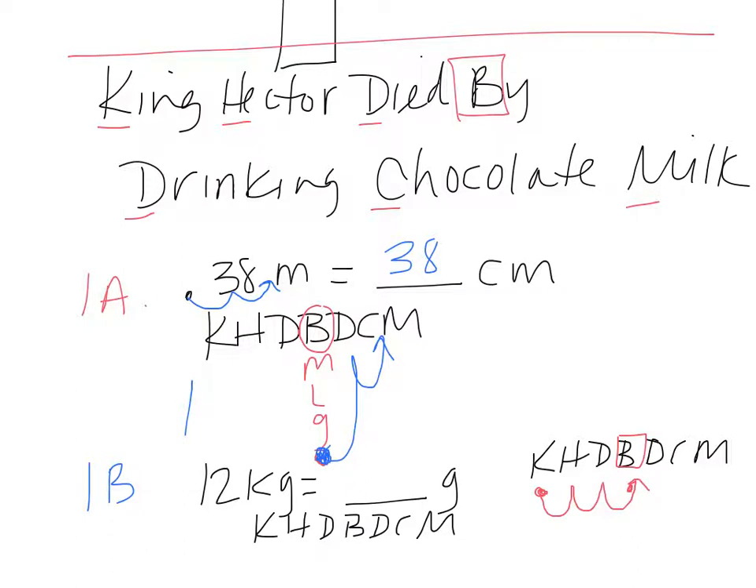So 12 is a whole number, so in the number 12, the decimal point is at the end, and we need to move it 1, 2, 3 jumps to the right. Now, since there are no numbers there, we have to fill that in with zeros as placeholders. So that means 12 kilograms is 12,000 grams. Okay, because kilograms are large, grams are smaller, so it's going to take a lot more grams to equal kilograms.